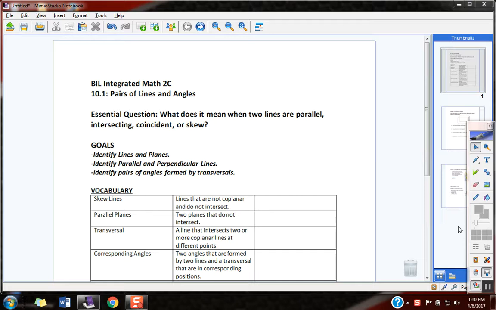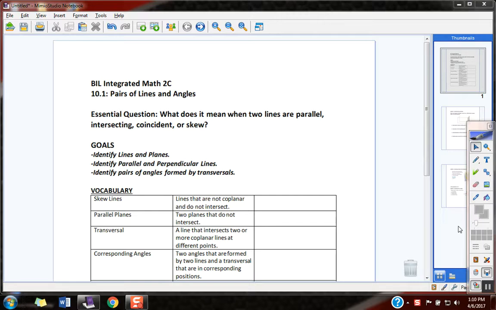Maddie, you want to read that for me? Okay. What does it mean when two lines are parallel, intersecting, I don't know. So that third word right there is coincident. Coincident. Okay, so what does it mean when two lines are parallel, intersecting, coincident, or skew?